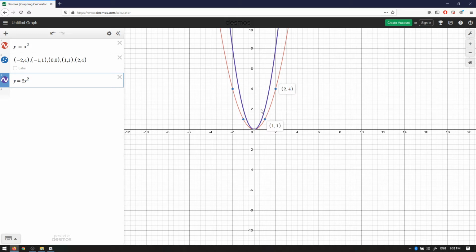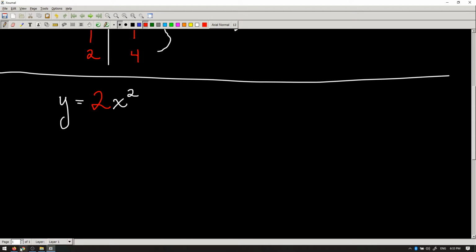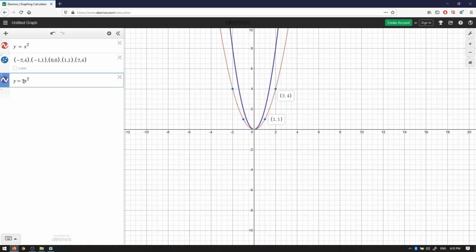So what that transformation does is it basically multiplies all the y values by 2, all the original ones anyway. And so it's been stretched up. And that can also be said for other values, so long as they satisfy the following criteria, that they are bigger than 1. So for example, y equals 3x squared also has the same effect. y equals 4, 5, 6, 7, 8, 9, 10.